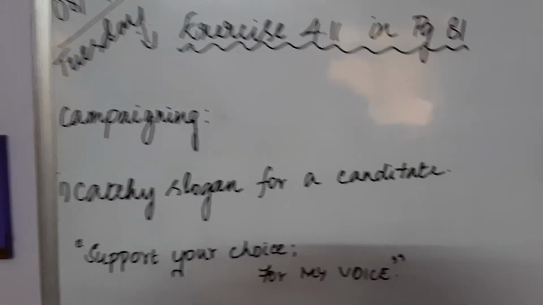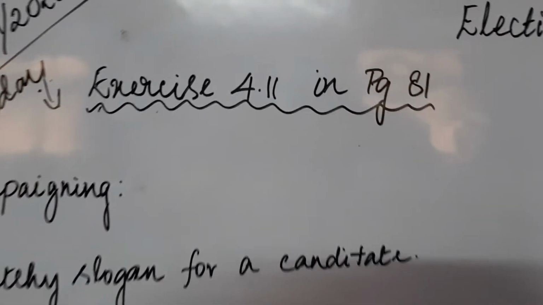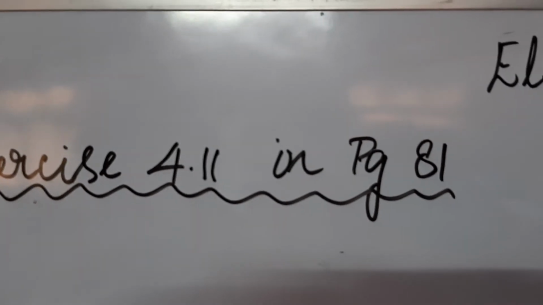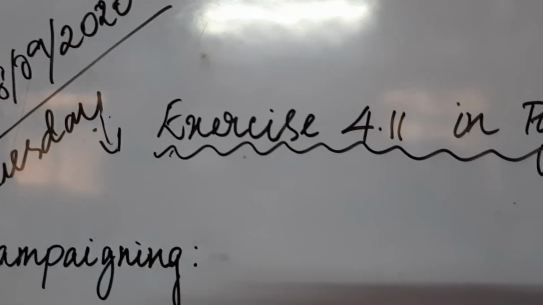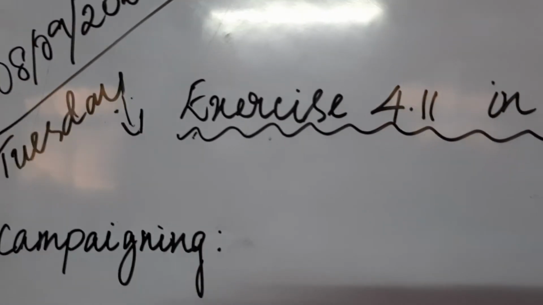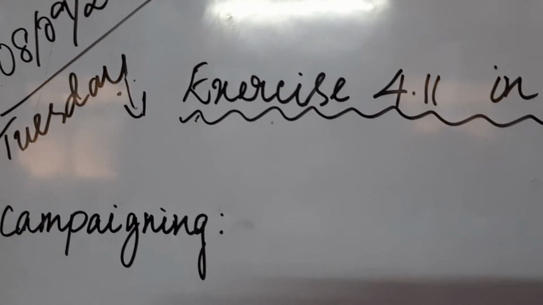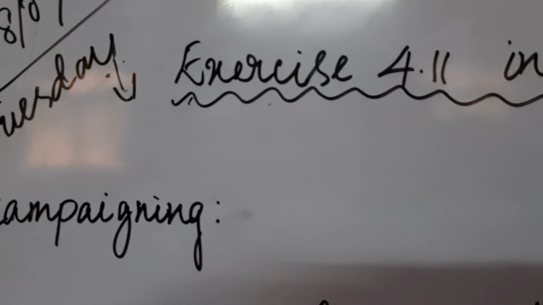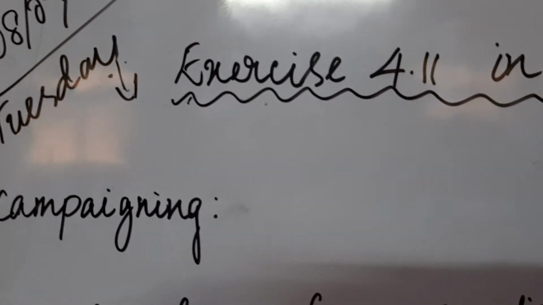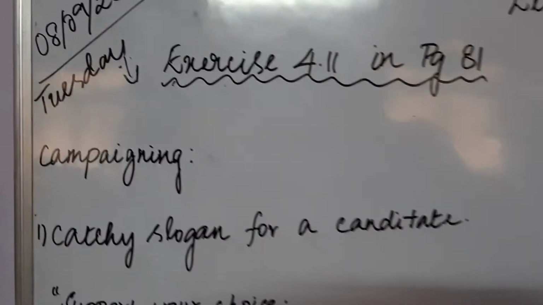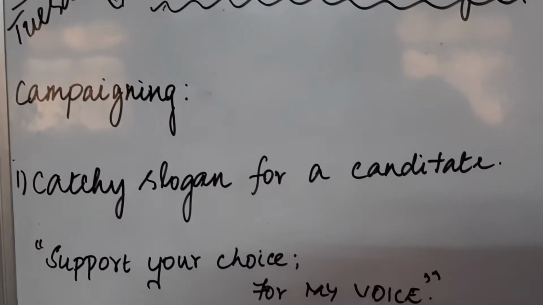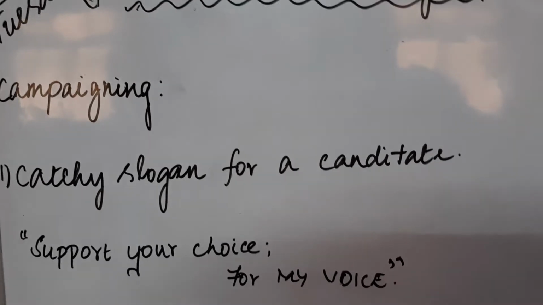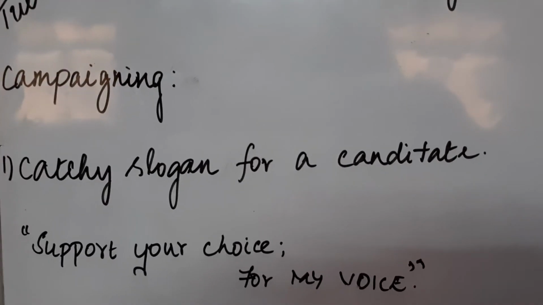So moving on to the next, we have exercise number 4.11 on page number 81. This exercise is based on campaigning. As I said before, the word campaigning in Tamil means pracharam. So you have to go to the people and seek votes from them. So you have to impress them. In what ways can we make an impression? That comes under campaigning.